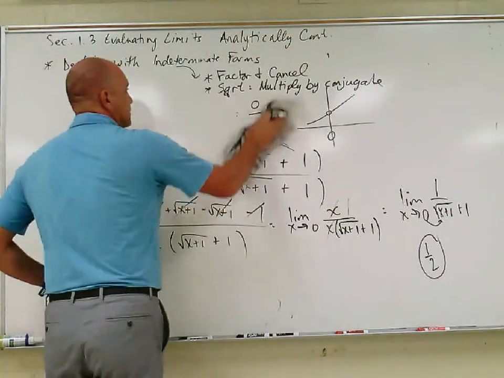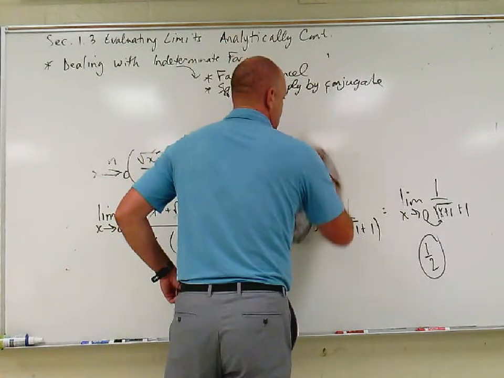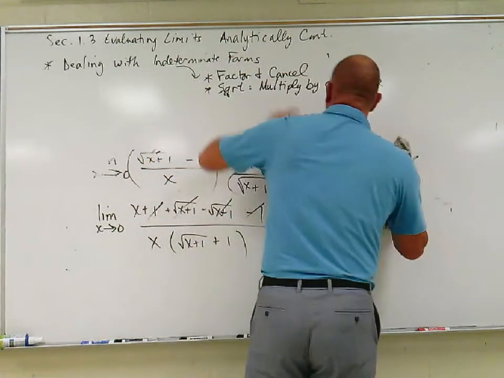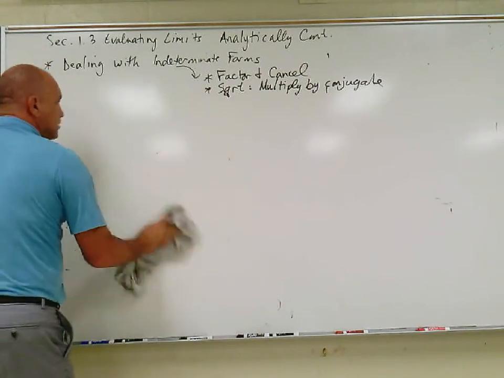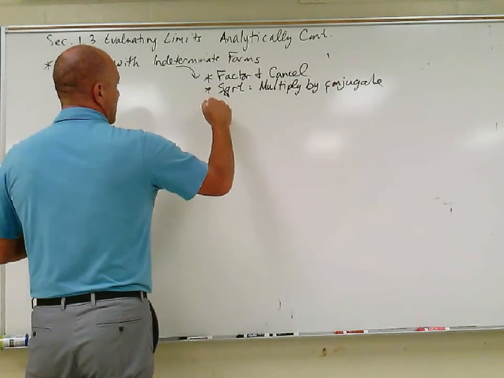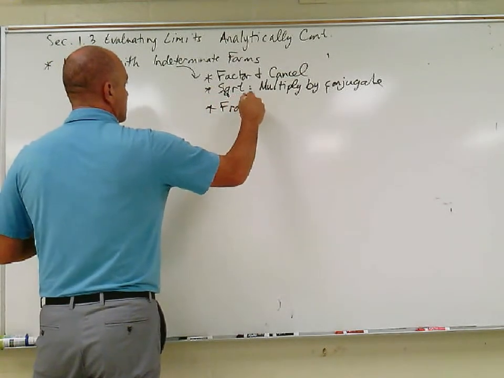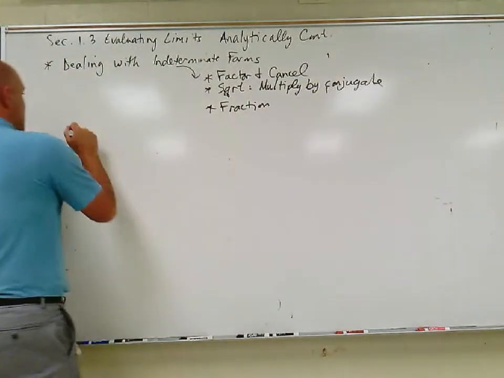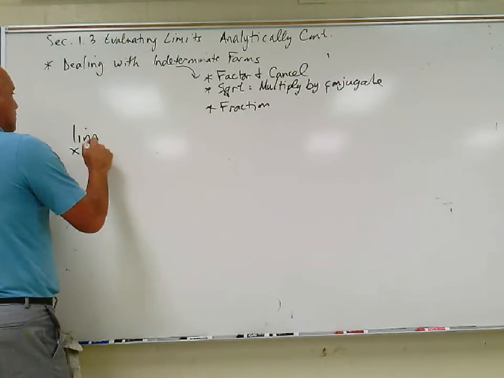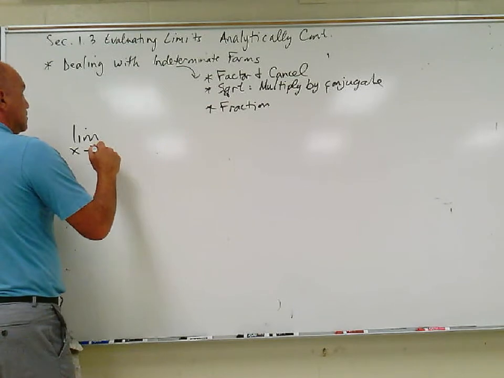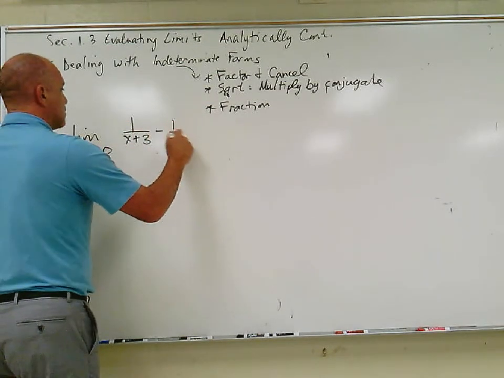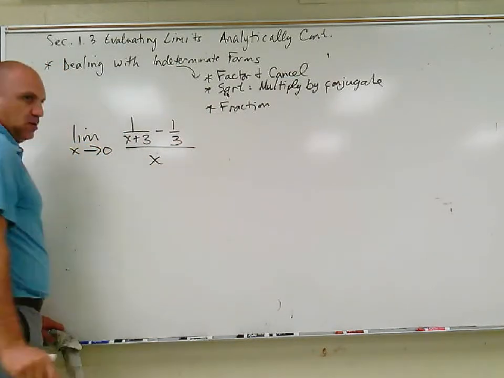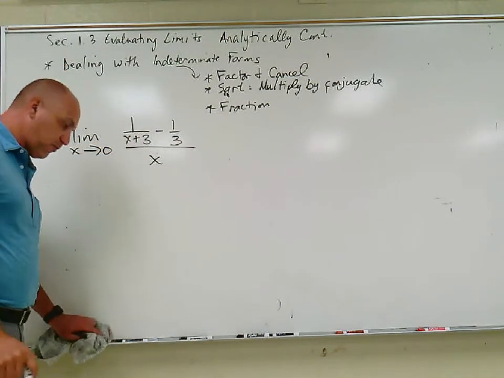The last type of situation you're going to get that you got to try to cancel a hole. So you have a factoring. You'll have a radical. The last one is a fraction. You may have a fraction that you need to get rid of. So let's say you have the limit as x approaches 0 of 1 over x plus 3 minus 1/3, all over x. So you got a fraction inside of a fraction. It looks awful.